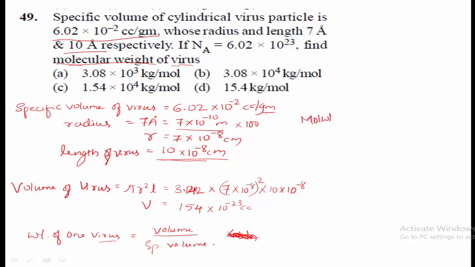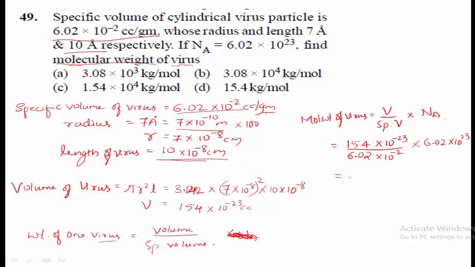But molecular weight of virus would be equal to volume divided by specific volume into Avogadro's number. It gives the molecular weight of virus. So substitute the values. Volume is 154 into 10 raised to minus 23, divided by specific volume, which is already given, 6.02 into 10 raised to minus 2, into Avogadro's number 6.02 into 10 raised to 23. On simplification, you will get 15400 gram per mole, or you can also write it as 15.4 kg per mole. So this is the answer.